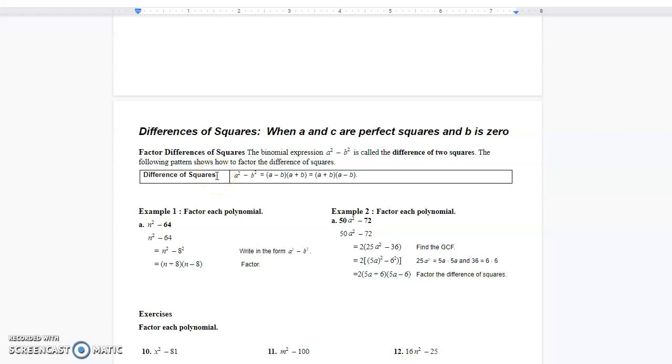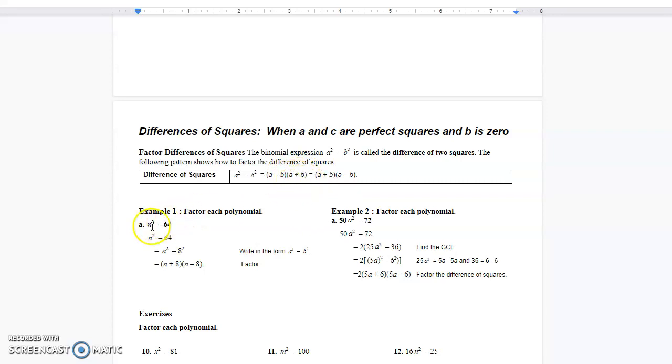It's a special little rule, and what it means is that you see a squared, and that has to be a perfect square. B squared also has to be a perfect square, and there has to be a minus symbol. And then to factor it, which means kind of breaking it apart, it turns into the square root of a squared minus the square root of b squared, times the square root of a squared plus the square root of b squared.